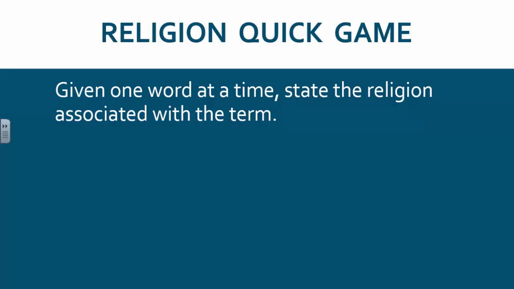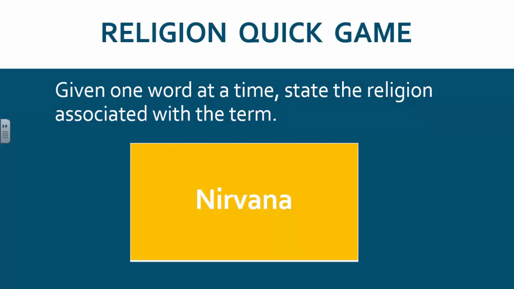Let's look at some examples. Nirvana. Students should immediately be able to say that this is Buddhism. If students know the information, they can give you that answer very, very quickly. Another example, this would be Shintoism. So if they know the information, once again, they should be able to quickly answer.